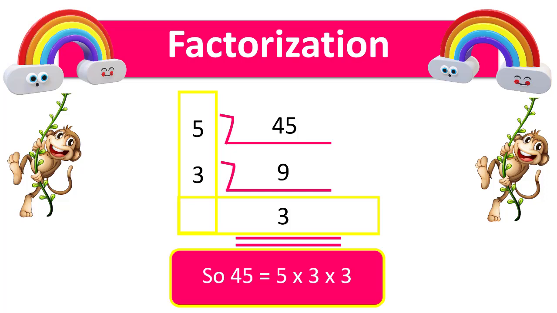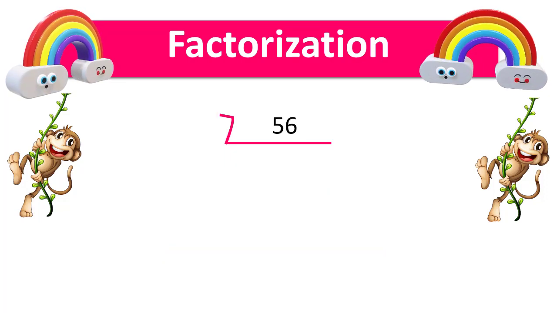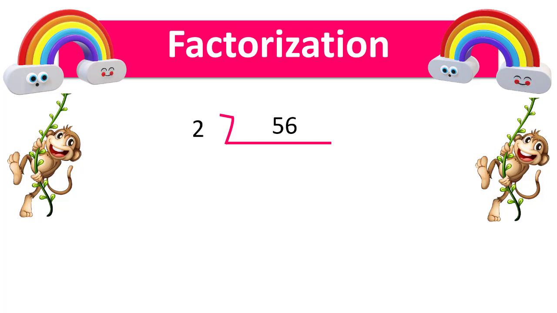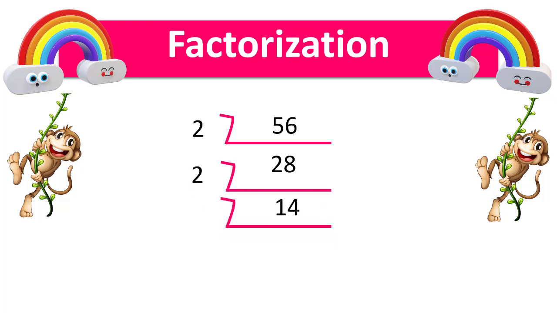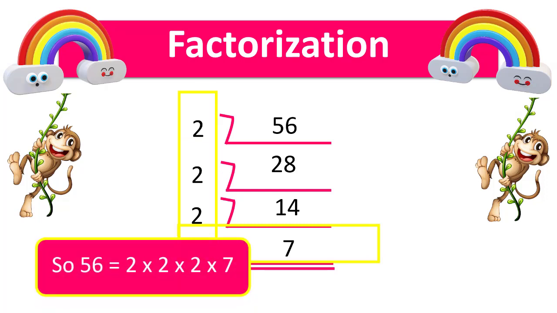Good job, students. 56. 56 divided by 2 is 28. 28 divided by 2 is 14. 14 divided by 2 is 7. So the factorization of 56 is 2 times 2 times 2 times 7.